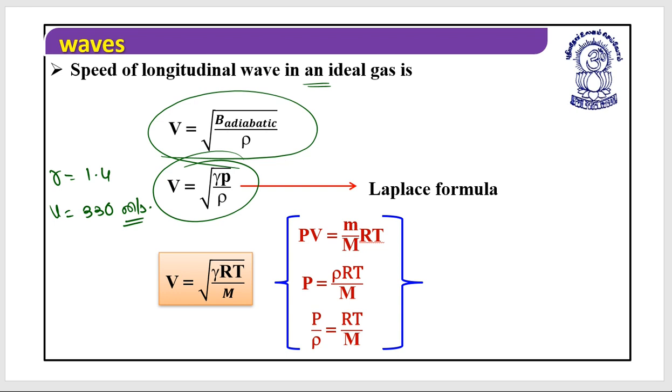So we understood that it was Newton's mistake to consider compression and rarefaction as isothermal. It could not be isothermal, but should be adiabatic. So this is the correction by Laplace in the speed of the sound wave in gases. This is the correct formula: v equals the square root of γP by rho.